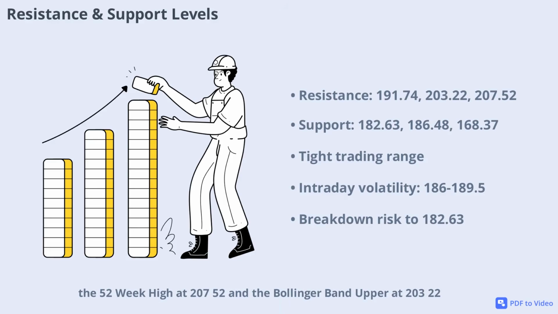On the downside, support 1 is at 182.63, with the pivot point at 186.48 and BB lower at 168.37. Current price sits just below the nearest resistance and slightly above the nearest support, suggesting a tight trading range. Intraday volatility is expected between 186 and 189.5, with a potential breakdown toward 182.63 if selling pressure increases.